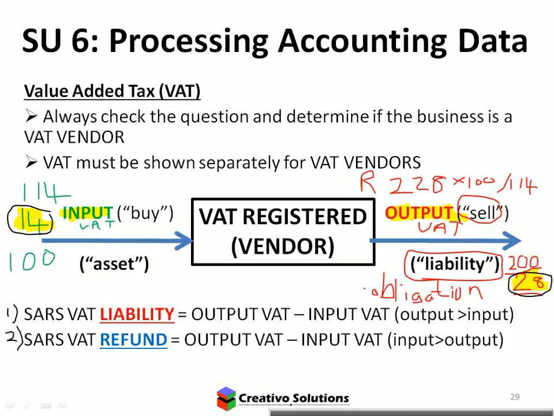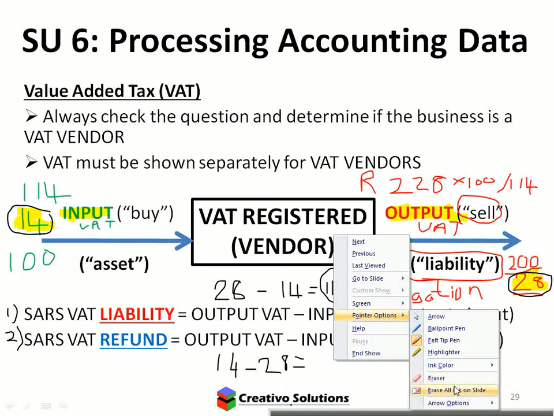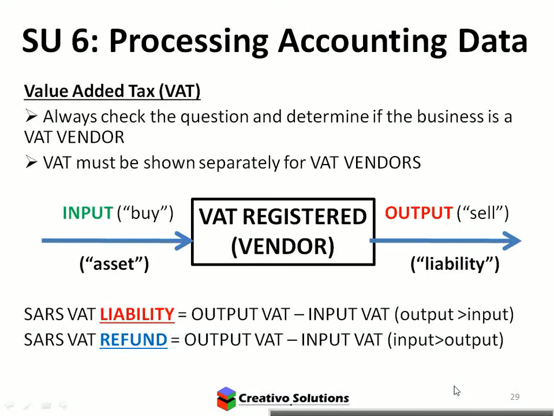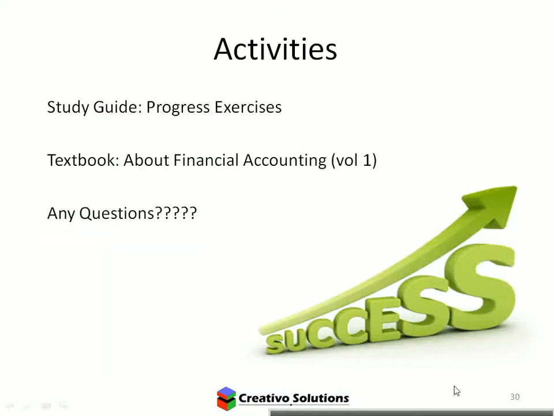So in my example here, I would have had 28 minus 14, and that would have given me 14, which would have been payable to SARS, because it's what you owe. You can get a refund if it was the opposite. Let's say it was 14 minus 28, the other way around. Then you would have had a refund. I doubt you'll get a refund if they do test VAT in any detail. And that covered that section.